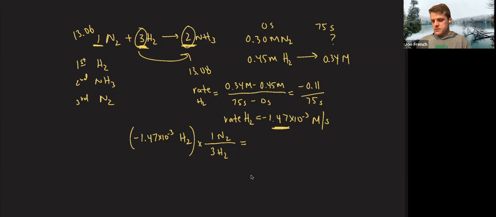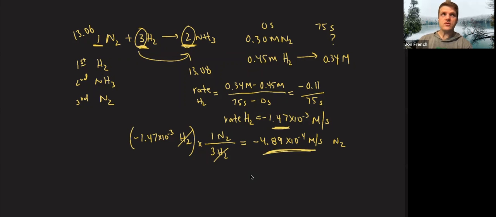So let's see, enter, divide that by 3. And the rate for nitrogen is negative 4.89 times 10 to the minus 4 molar per second for nitrogen, right? Hydrogen canceled out. So that is the rate. It's asking for how much nitrogen concentration has changed after 75 seconds. So some of you probably use this answer right here, but they're looking for a concentration.